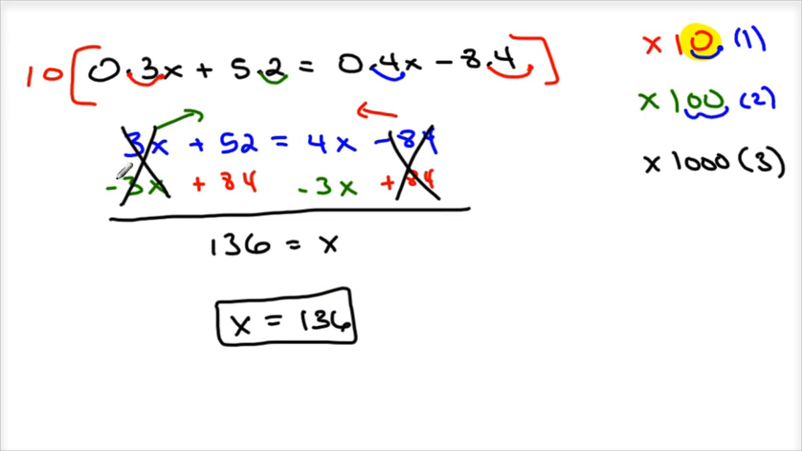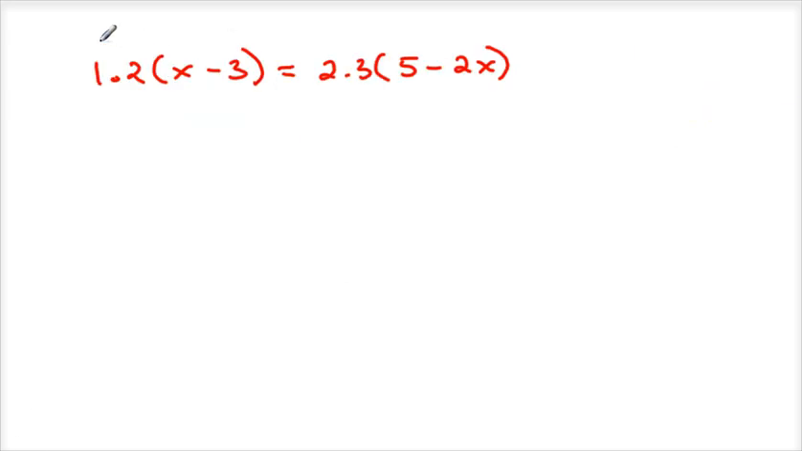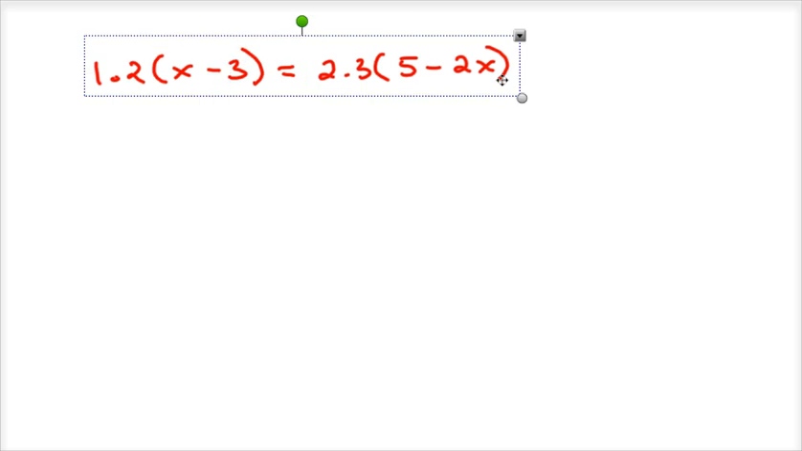Okay, one last example. Alright, so we got rational numbers with decimals again, and this time we have a double distribution here. Before we multiply by 10, you can distribute twice and then multiply. This one you actually have two different means of doing this. I'm going to show you two different ways to do the same problem. Let's highlight this one.